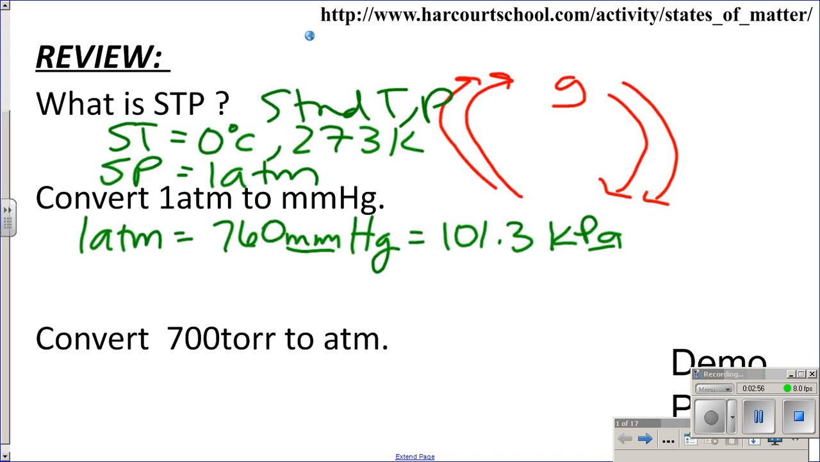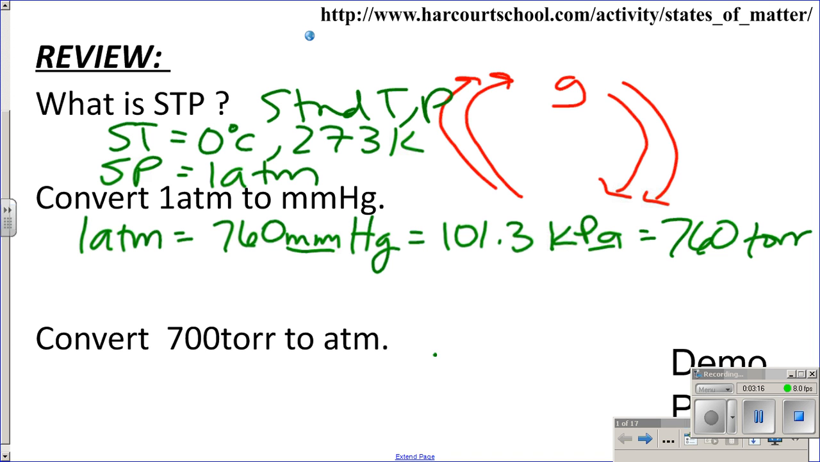Just like I can say 1 foot is 12 inches, these will serve as conversion factors for us when we need them to. So, for example, let's look at this one down here. 760 torr. 760 and 760 repeat themselves, so millimeters of mercury and torr are the same.